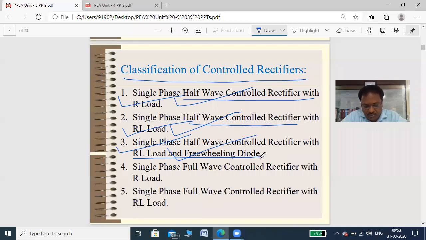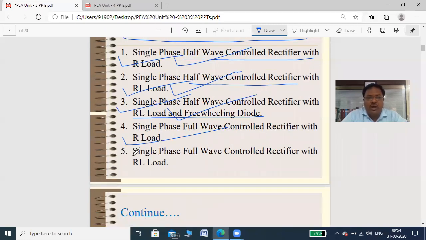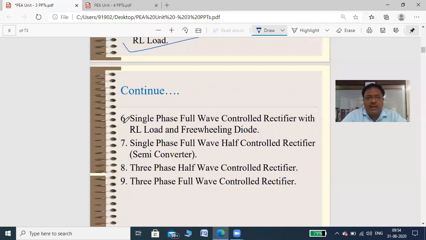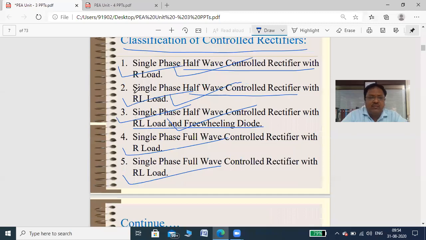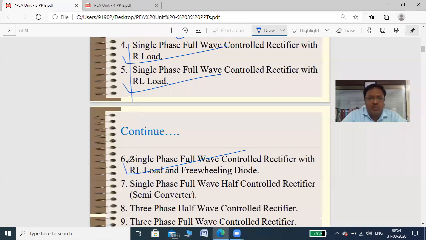Now the use of the freewheeling diode: when the inductor releases its energy, it releases it from load to source, right? At that time the operation is called inverter operation. So if you want to avoid that negative part of your cycle, you can connect a freewheeling diode so that the load current may be continuous, but the power fed from load to source is avoided. Then single phase full wave controlled rectifier for RL load, for R load, and then again RL with freewheeling diode. You can see the first three on the same circuit, the next three again on the same circuit, right?